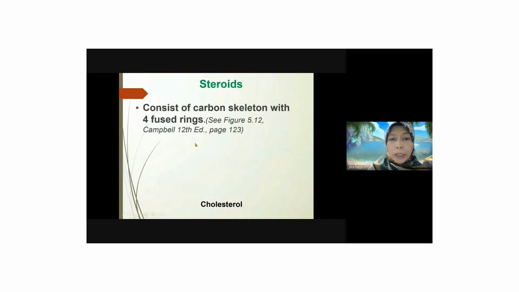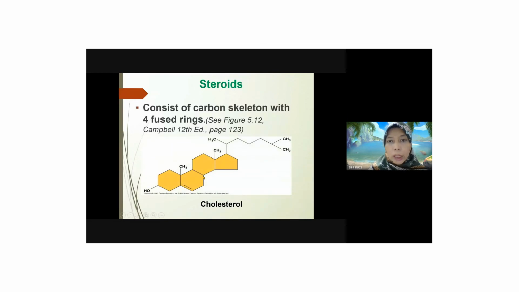Next is the steroids. Steroids consist of 4 fused rings here. This is an example of cholesterol. Cholesterol is the precursor to synthesize other types of steroids, and cholesterol is also important to manufacture vitamin D as a raw material.